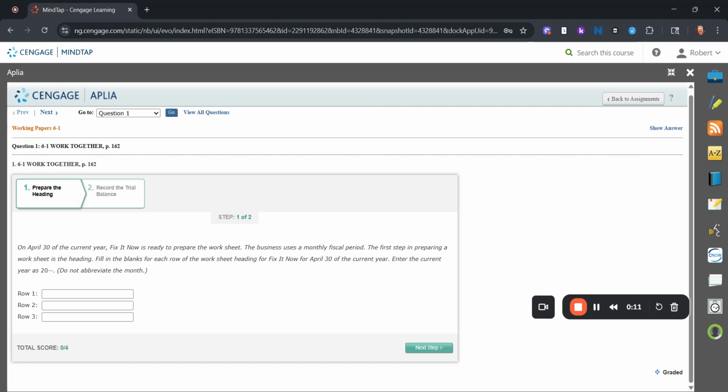Okay, here we have the 6-1 work together. This was always one of my favorite ones to do on paper because you got to see the whole thing filling in and coming together as we worked our way through chapter 6. But with MindTap, it's all electronic now, of course. We'll do this in steps.